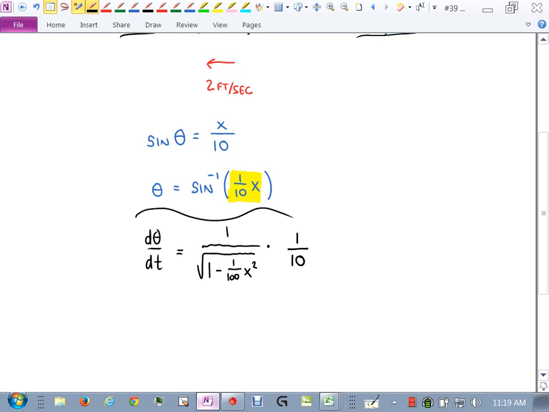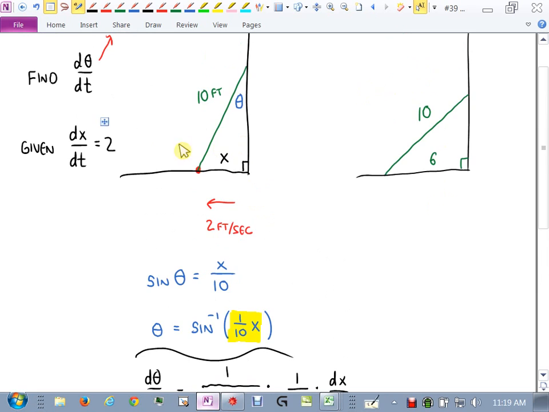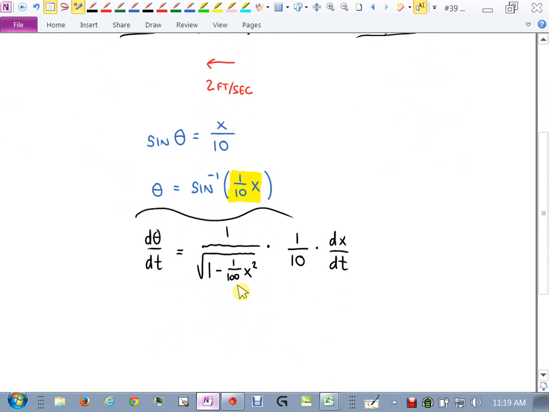Oh, thank you. Why didn't we say that before? I said, what's the derivative of 1/10 x? We didn't say 1/10 dx/dt. Obviously, we have to have that because it's moving. So plug in our 6, plug in our 2, right? And we're done. Does that clarify?